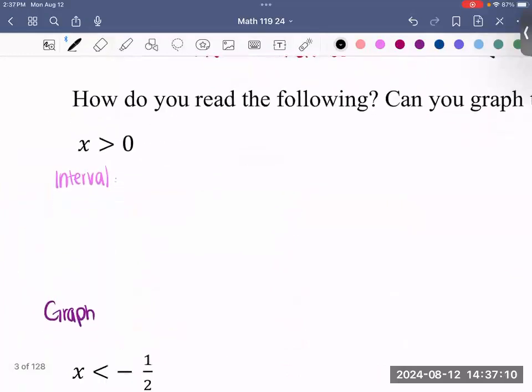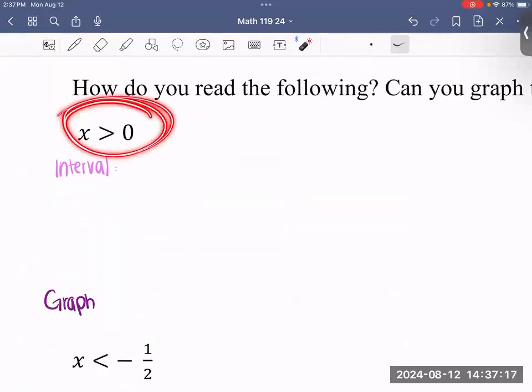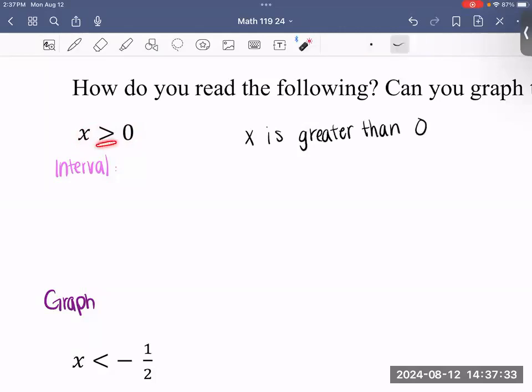Okay. So first off, if this is the first time we're seeing this perhaps in a while, right? How can you go about reading something like this? Well, this is x is greater than 0. X is, and I won't write all of them, greater than 0. And because there's no bar underneath, we don't have to say equals to.